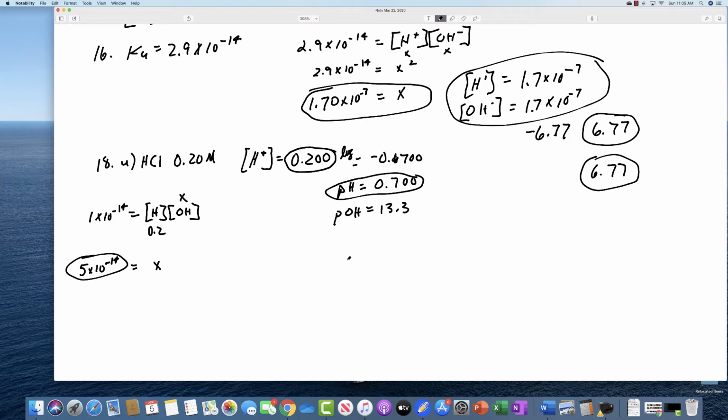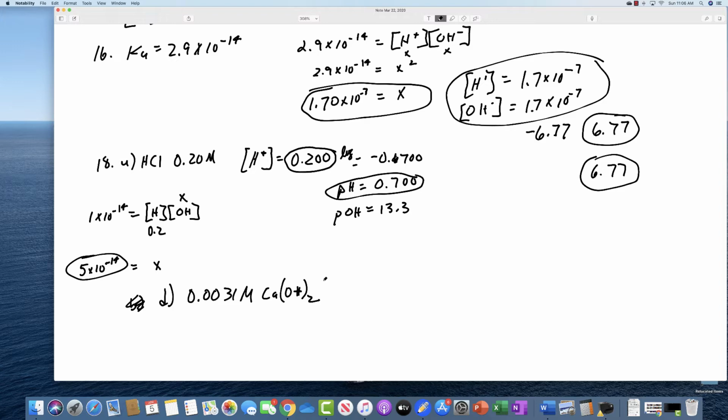Number 2, or B, excuse me, is a fairly straightforward one. So let's go down to D. D's a little bit more difficult. D says that you have a 0.0031 molar solution of calcium hydroxide.